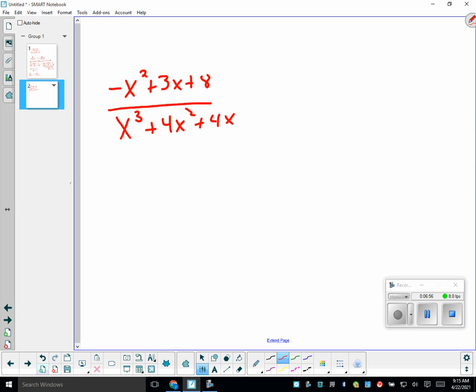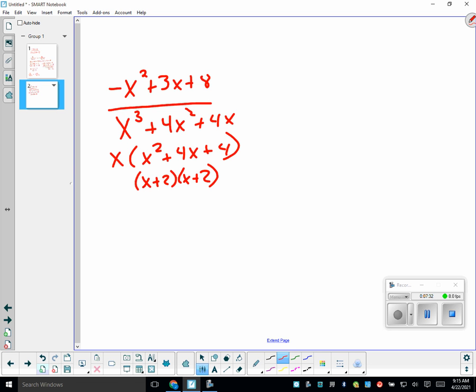Lily's right. We've got to factor the denominator. What can I factor out? Should we take out x? Then I have x squared plus 4x plus 4. I don't want the answer, I need to factor. What multiplies to 4 and adds to 4? 2 and 2. So x plus 2, x plus 2.